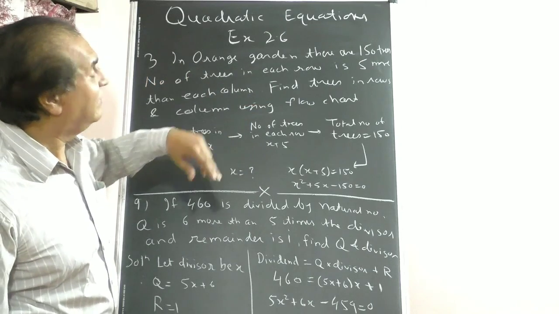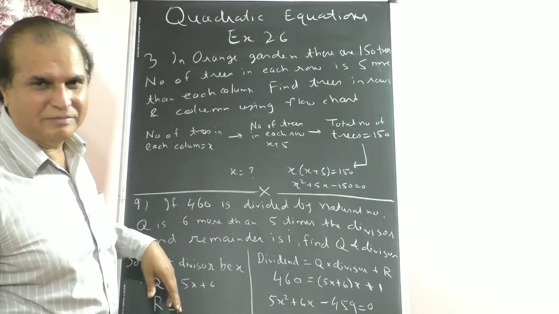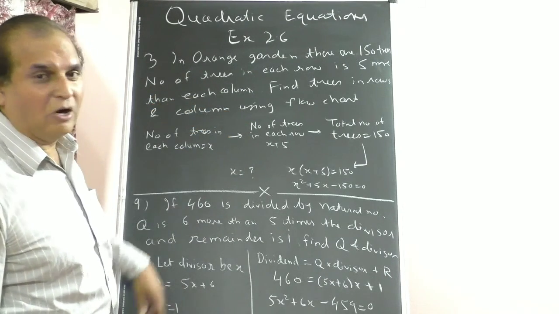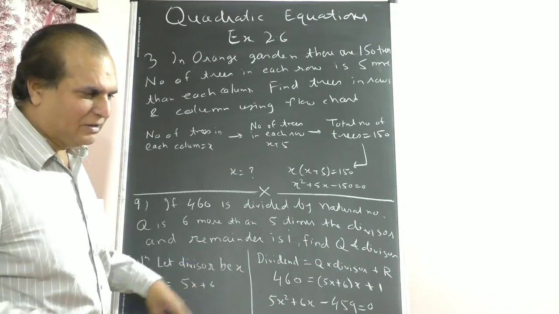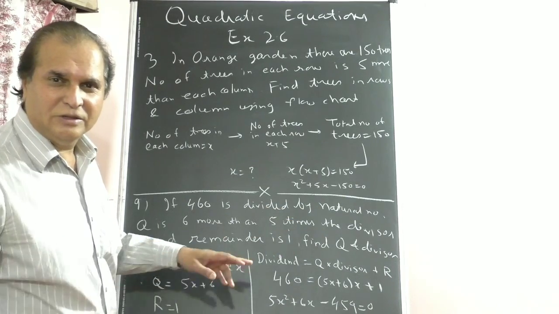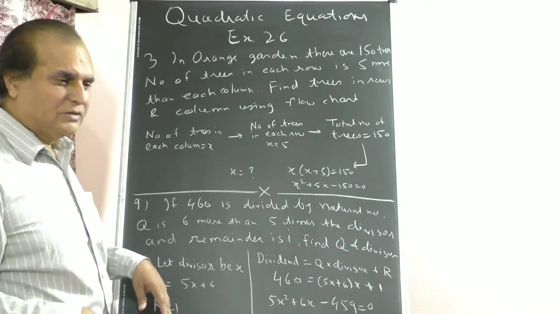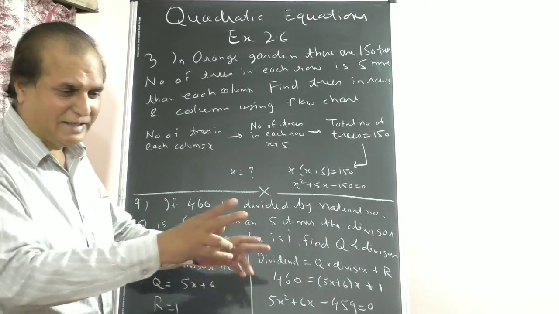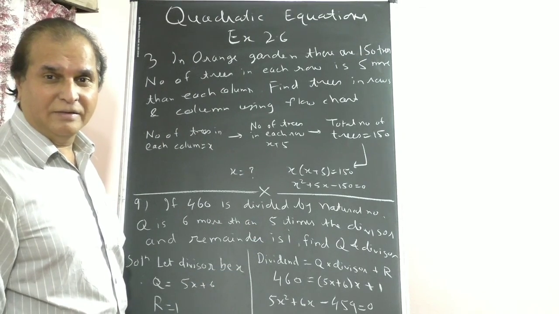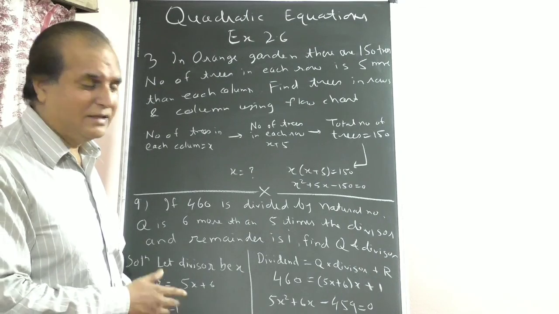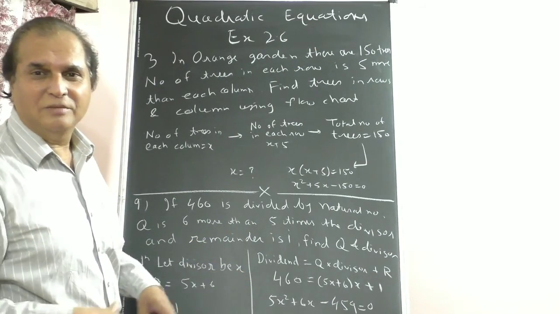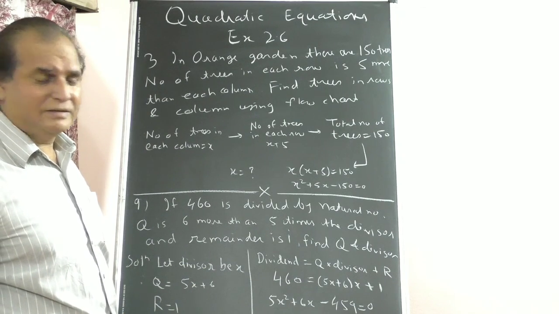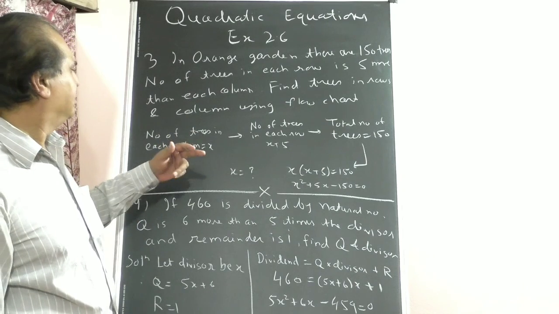In an orange garden, there are 150 trees. This is a flowchart type sum. The number of trees in each row is 5 more than each column. So these were the columns and rows. You understand? Just like trees are planted in rows and columns, rectangular. Like for PT you stand: 20 rows, 25 columns, so 500 students, 20 into 25. Right? So similar, the flowchart.